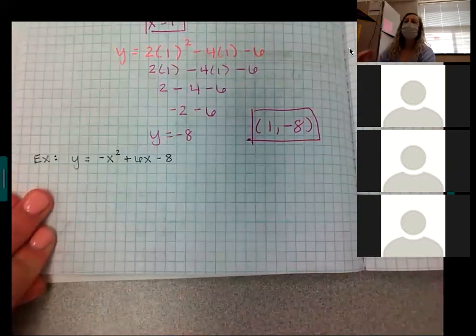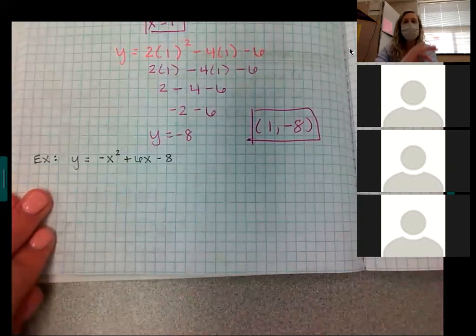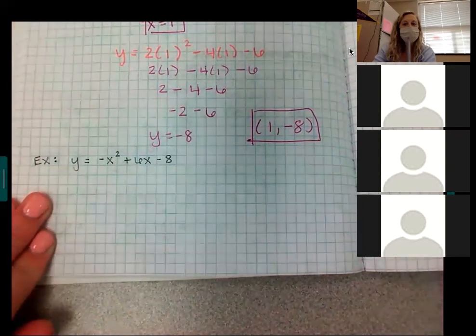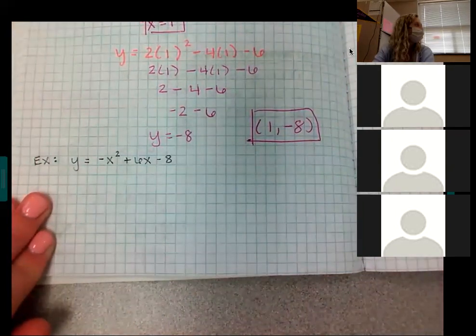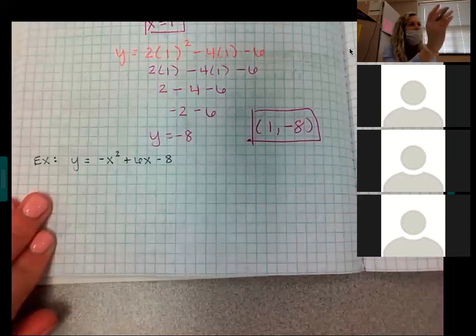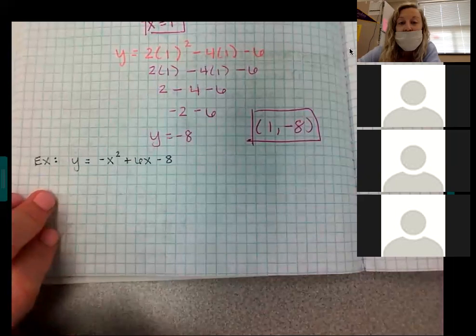We are going to find everything. Every feature we took notes on today, we're going to find right now. So what do y'all want to start with? Tell me something easy. The vertex is the hardest. That boy trying to be slick today. Okay, they said the y-intercept is negative 8.